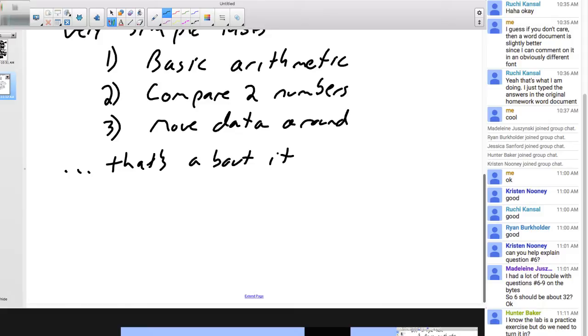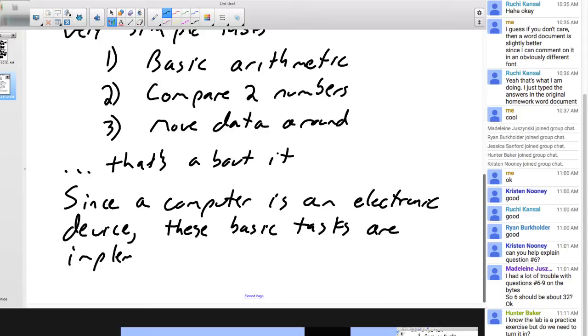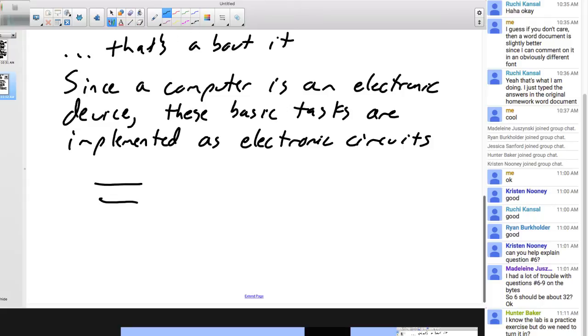We're not going to talk about it in this class, but it's worth noting that since a computer is an electronic device, these basic tasks are implemented as electronic circuits. I'm not going to tell you how it works, but it's possible to create an electronic circuit that takes in a bunch of wires that have ones and zeros on them, because this is why binary numbers do the thing they do.